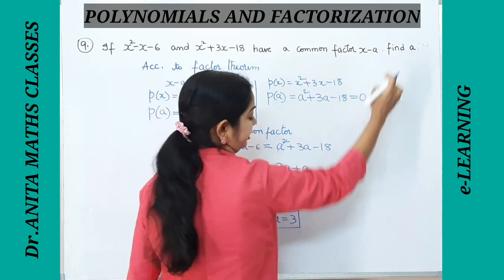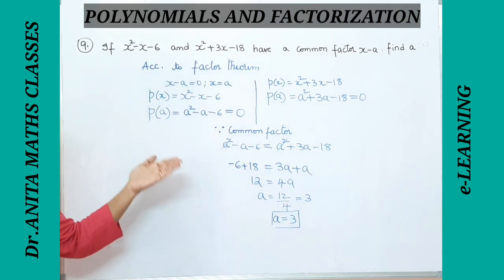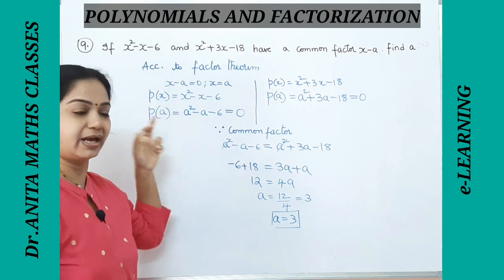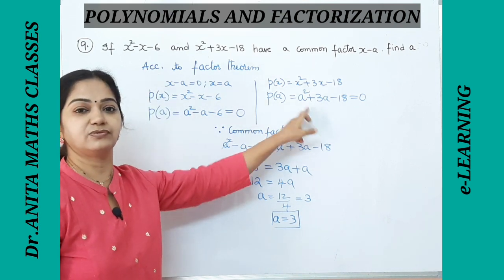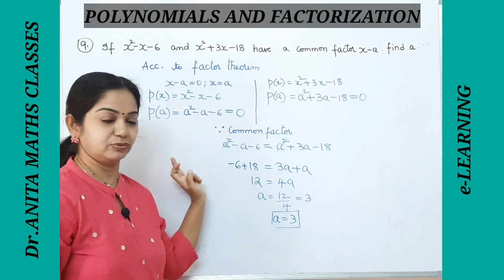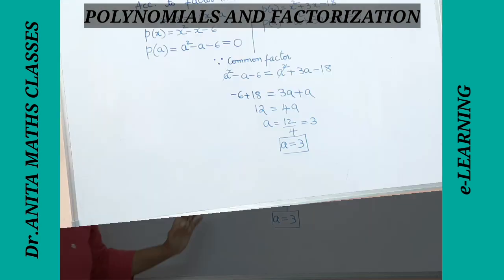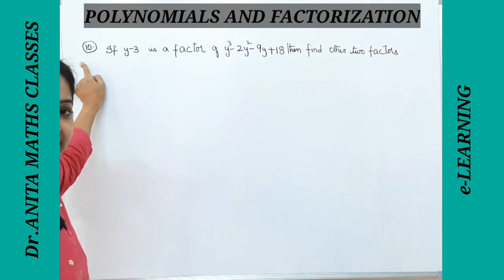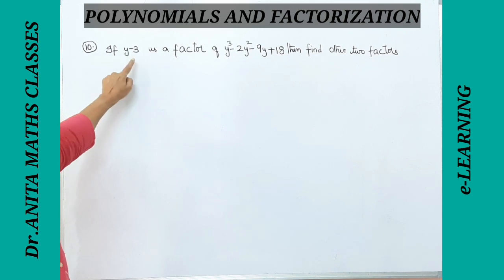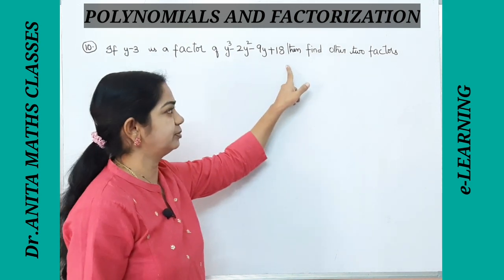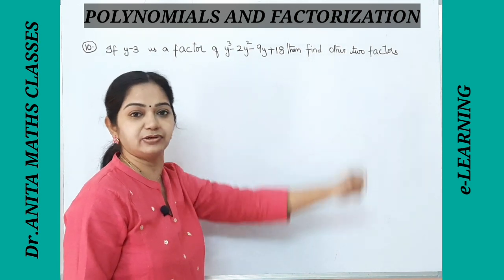So we have to find the a value just by the concept of the factor theorem, and having a common factor means we have to equate both of these remainders. Okay, pause the video, note it down. The last problem in this exercise 2.4: if y minus 3 is a factor of this cubic polynomial, then find the other two factors.